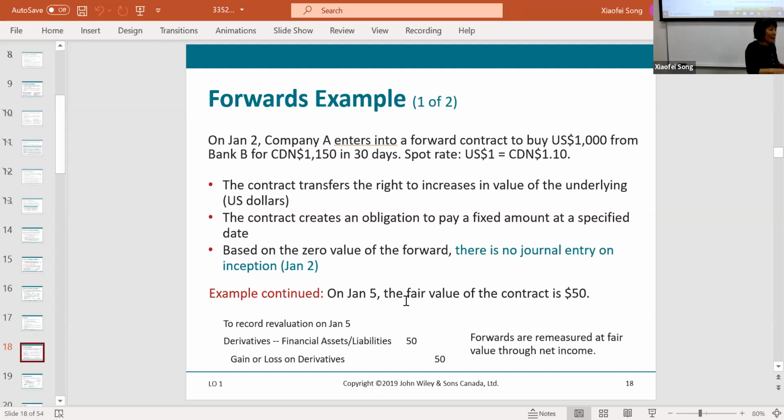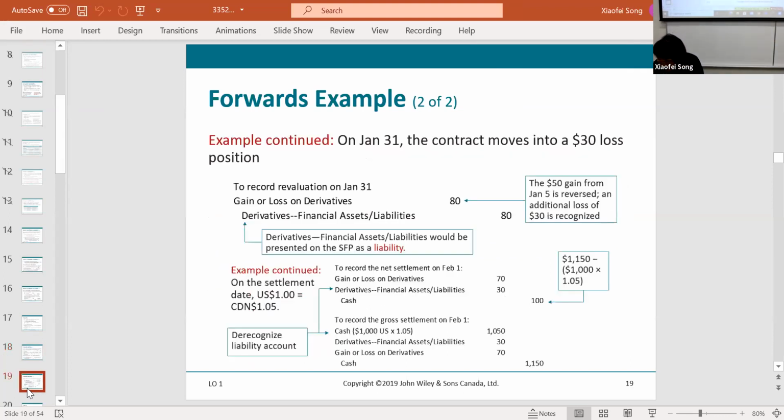So without this contract, it only needs to pay a dollar. So probably the US dollar went up. So for A, this forward contract is a good thing now. Does that make sense? Yeah, so that's it.